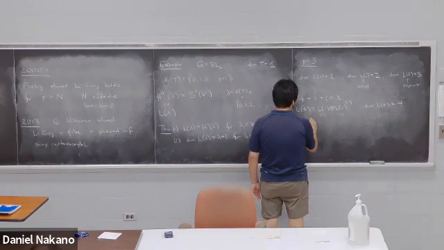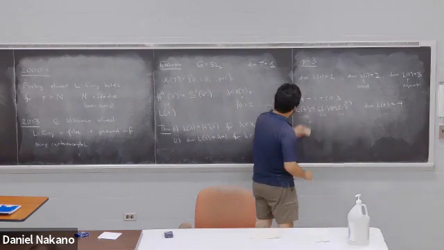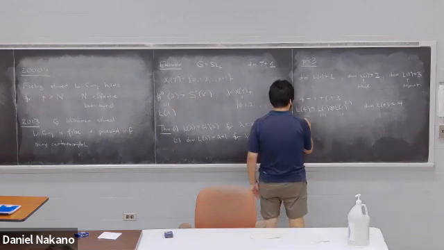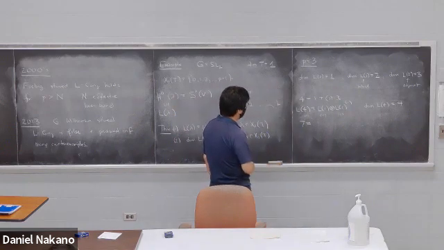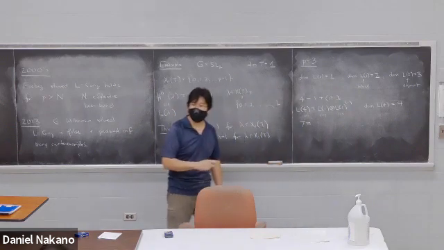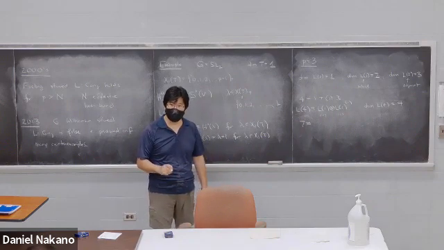I'll just do one more. Maybe we should do something more exciting. Let's do 7. Does the twisting change the dimension at all? No, it doesn't. The vector space is still the same. The action is just different. It doesn't change the dimension.